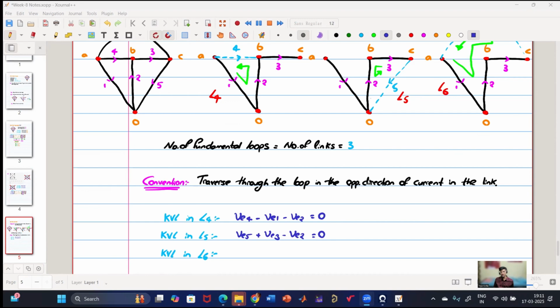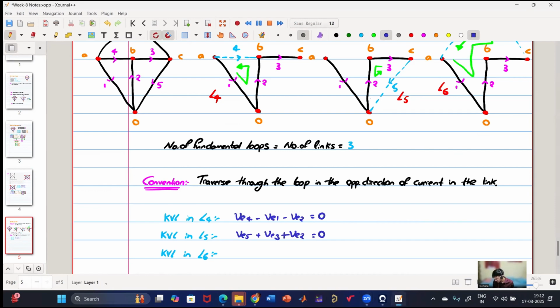Higher potential. So when we are going from B to O, are we going to a higher potential or a lower potential? From B to O, it's higher potential. From O to B, it's lower potential. Yes. So we are going from B to O and it is going to a higher potential. So it should be plus VE2, right?